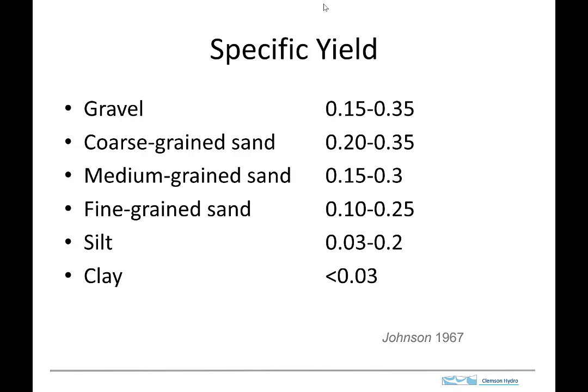It can be useful to have a representative value of the specific yield for aquifers. If we take a look at these materials here, from gravel through fine-grained sand, all these materials may form aquifers, and we see that specific yield ranges from about 0.1 to 0.35. So we could estimate that specific yield would be around 0.2, plus or minus 0.1 or so, and that's a reasonable ballpark for the specific yield of aquifer materials.